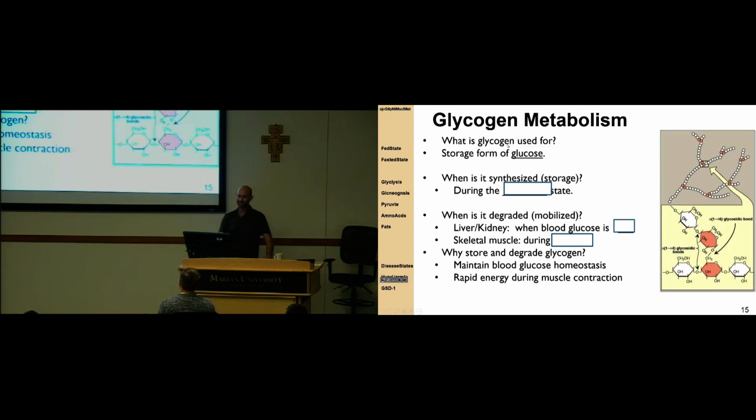So we know glycogen is the storage form of glucose. When is it synthesized? During what state? Yep, during the fed state. It is degraded when blood glucose is low. In skeletal muscle, when is glycogen degraded?